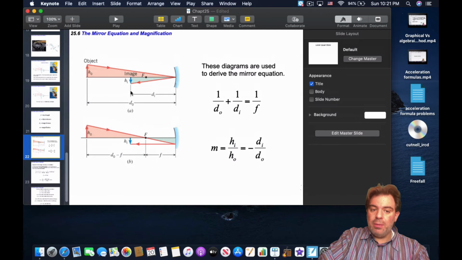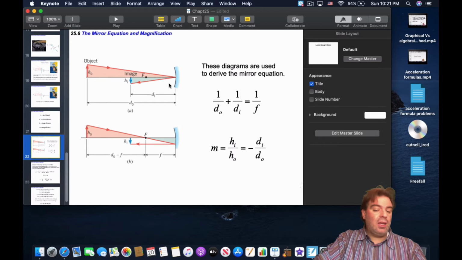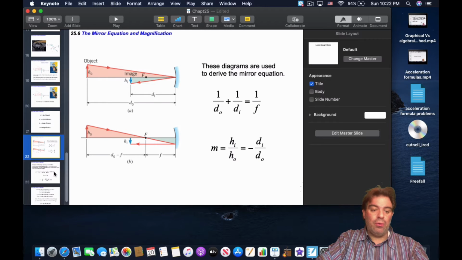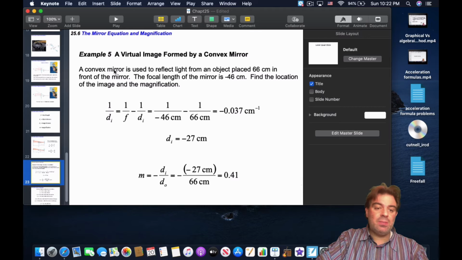So the distance of the image is always from the image to the mirror. Distance of the object is always from the object to the mirror. And of course, we all know what the focal length is. Just a quick reminder, focal length for a concave mirror is positive. Focal length for a convex mirror will always be negative. So let's go ahead and do our first problem. As you can see over here, we have a convex mirror.